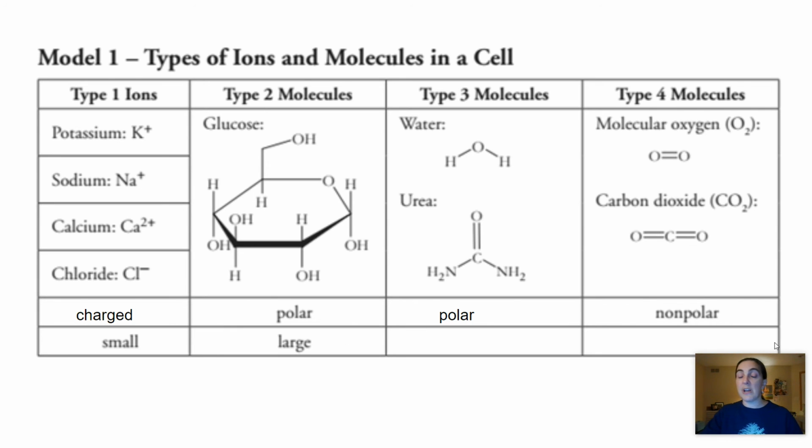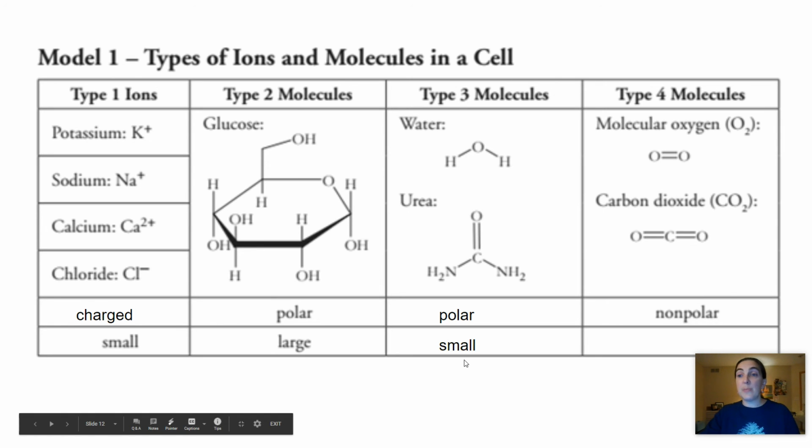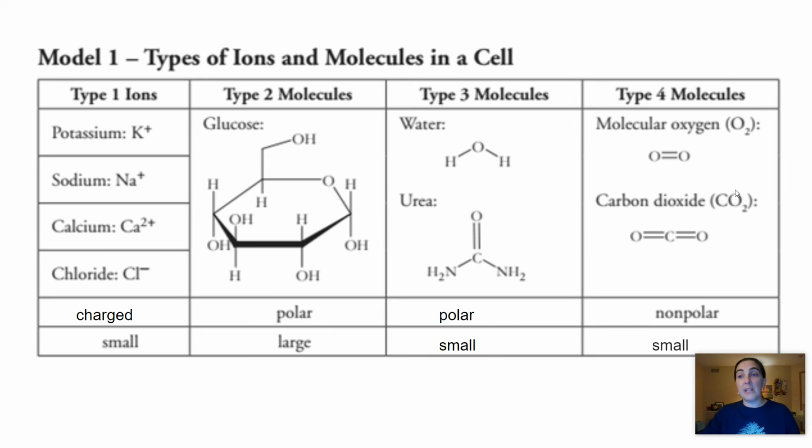The bottom row here talks about the size. Ions are very small. It's just one atom or sometimes a couple atoms that are positively or negatively charged. Glucose, on the other hand, is quite a large molecule. Water, by contrast, is pretty small, and so is oxygen and carbon dioxide. They're just a couple of atoms bonded together.